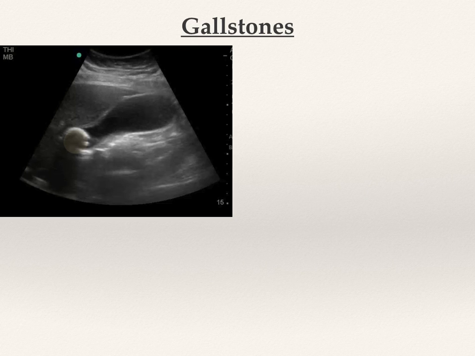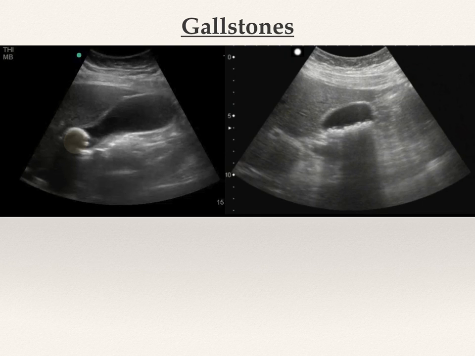Now we try to look for clean shadows. On the case on the right that I've just put up, this is actually multiple gallstones that are filling the posterior wall of the gallbladder. It can almost look like the posterior wall of the gallbladder if they're small enough and if they're numerous enough, but the reason that we know that they're stones is that they have the shadowing that we can see here as well.